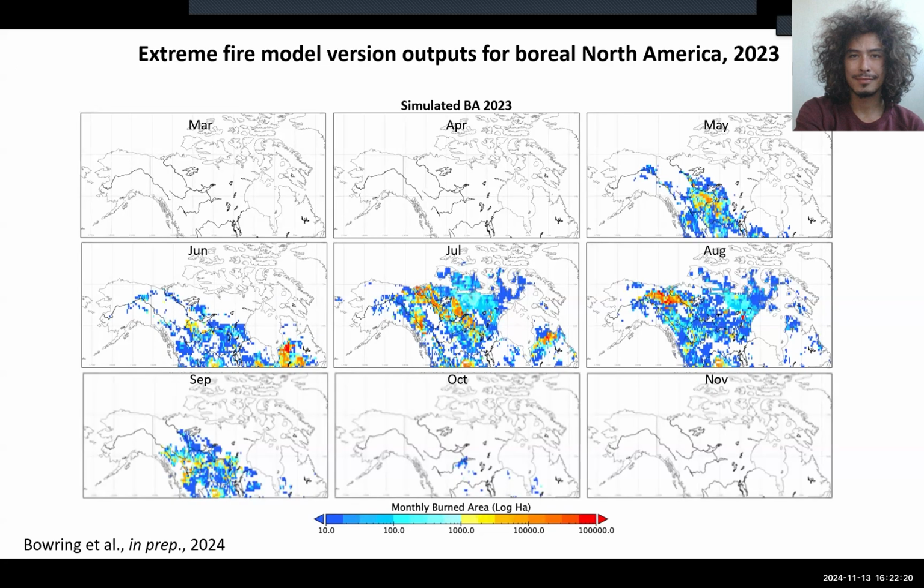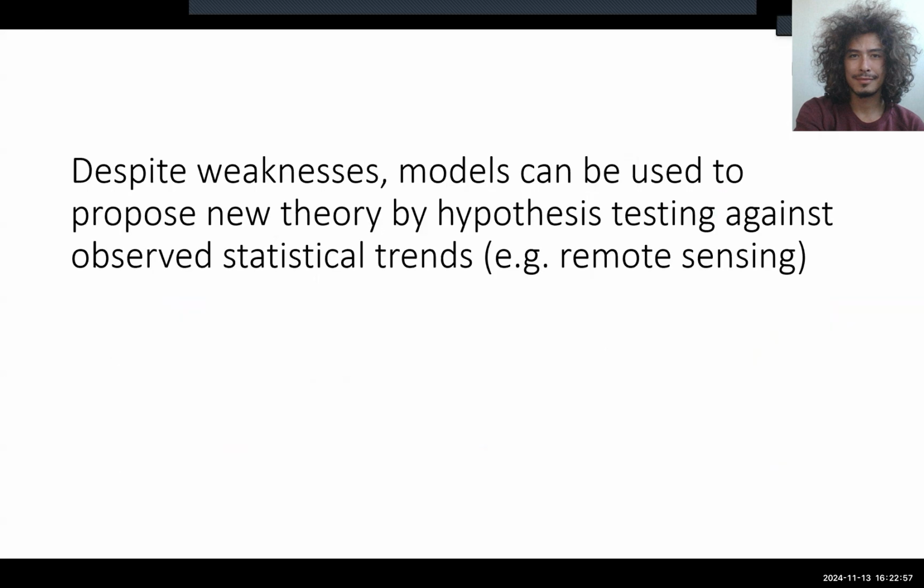And again, just to show that, if you make an effort and actually try to represent things the way we can see them, these models can actually produce something that makes quite a lot of sense. So, this is the model output from this extreme fire work I've been working on. And we can actually get the seasonal and spatial and intensity distribution of fire in Canada and North America for last year quite well, just on the basis of theory and the climatology and the vegetation which I input. So yeah, despite their weaknesses, models can be used to propose new theory as well by hypothesis testing against observed statistical trends.